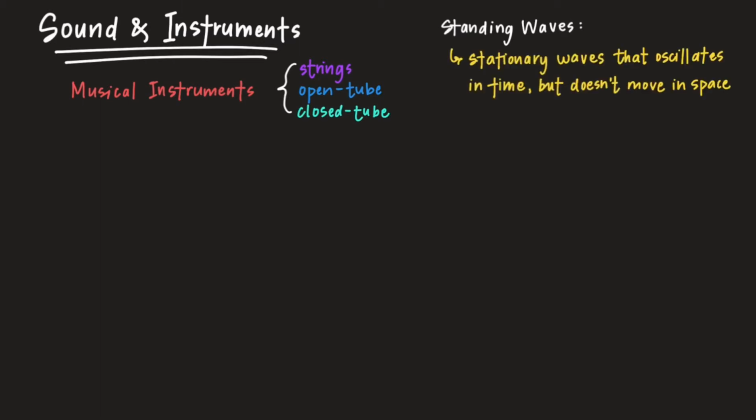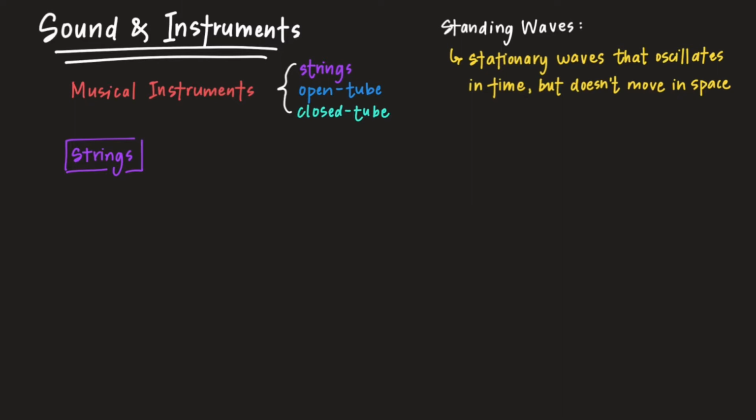Now we can talk about musical instruments. There are three different types of musical instruments that we can categorize: strings, open tube, and closed tube. Before we talk about those instruments, we have to define what standing waves are. A standing wave is a stationary wave that oscillates in time but doesn't move in space. And we're going to talk about that in relation to strings.